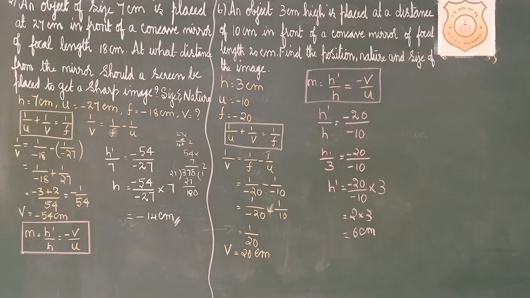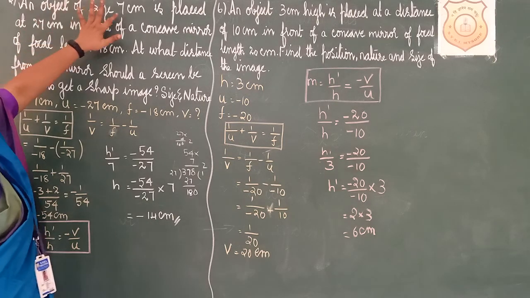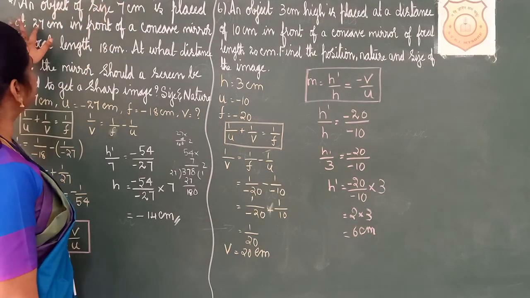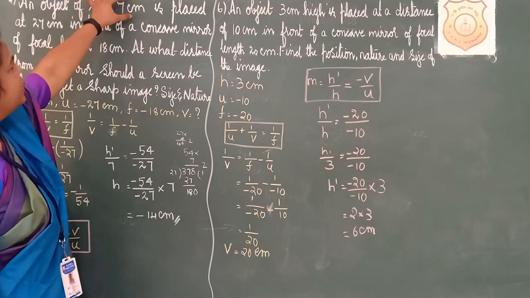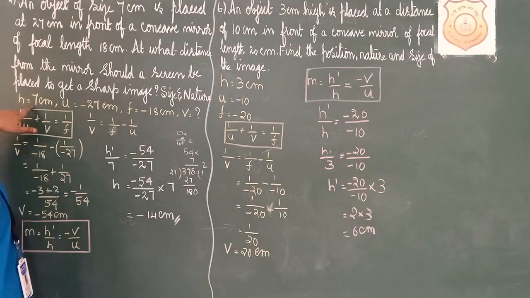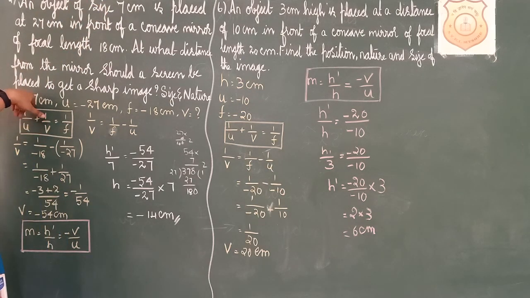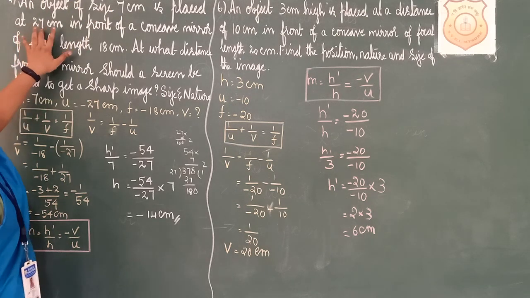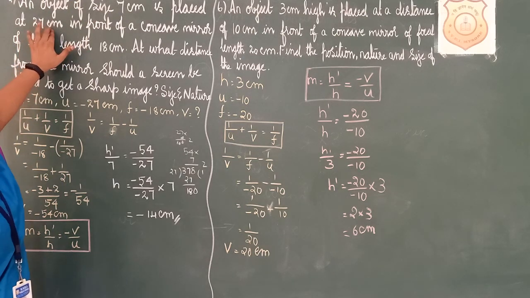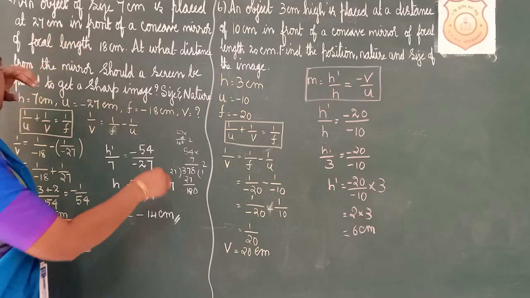We'll see the next numerical. Read this. An object of size 7 centimeters is placed. Object size is 7 centimeters, so h is equal to 7, and it is placed 27 centimeters in front of a concave mirror.